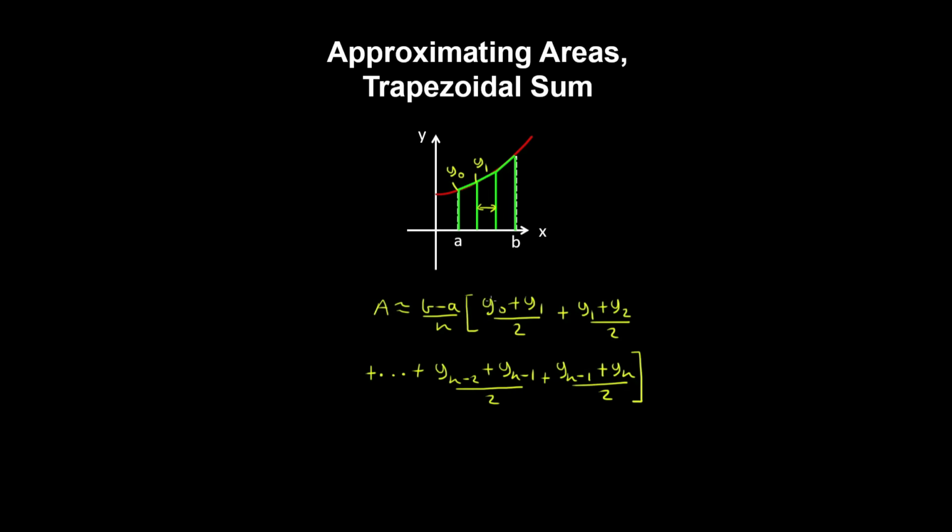So as we can see, only the first and final term are divided by 2, because the middle terms all sum together to cancel out the 2. So we obtain the following approximation to the area.